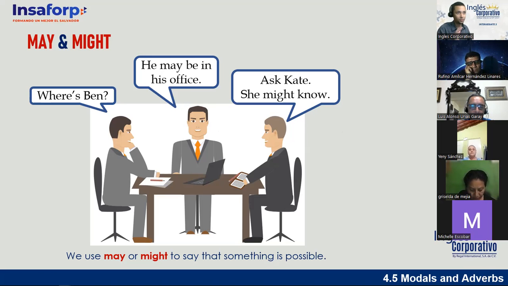Maybe she knows. But the only way to find out is, you know, to go and ask Kate. That's the only thing you can do. So again, you use may or might to say that something is possible. We use them when we are not sure about something.